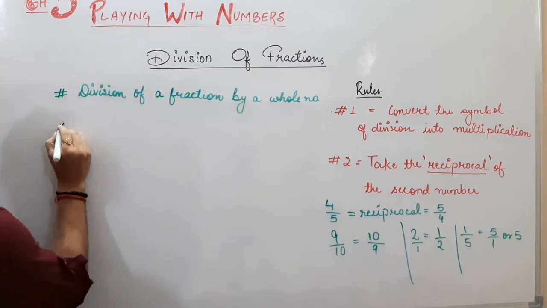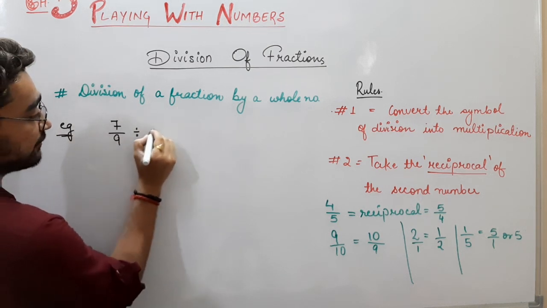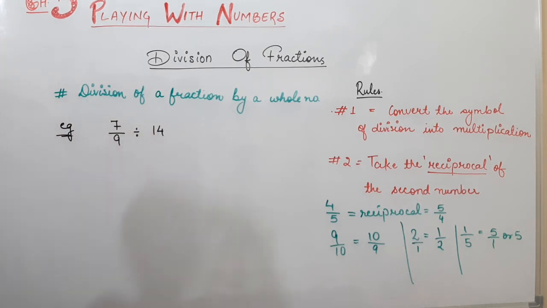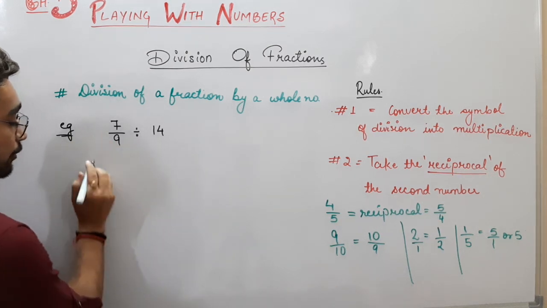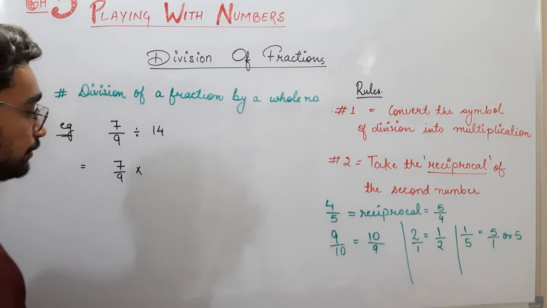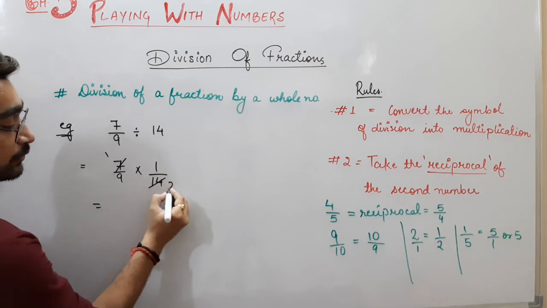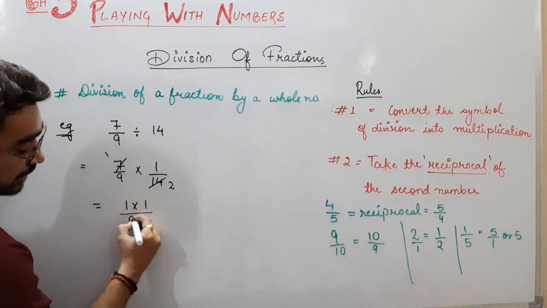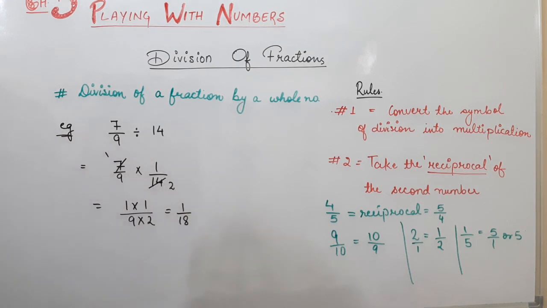Fraction by a whole number means 7 by 9 divided by 14. Division of a fraction by a whole number. 7 by 9 divided by 14. This will be 7 by 9 into, what is the reciprocal of 14? Good. 1 by 14. 7 ones are 7. 7 twos are 14. We can cut them. Now what is left? 1 into 1 by 9 into 2. These two things are left with me, and 1 by 18. Clear?